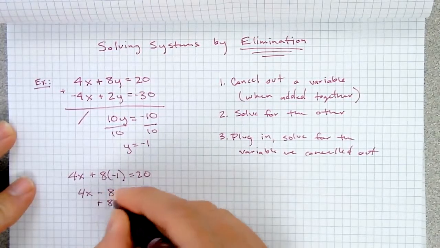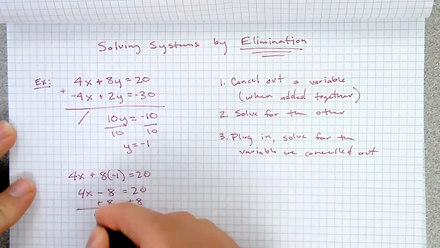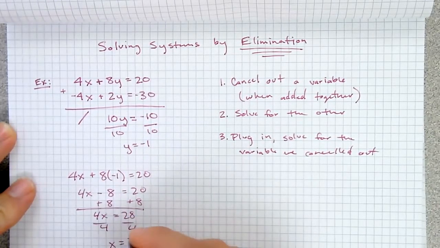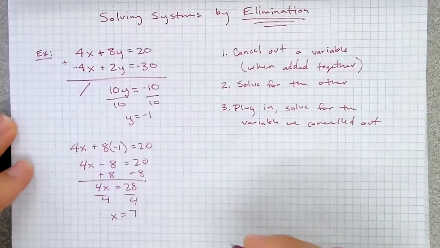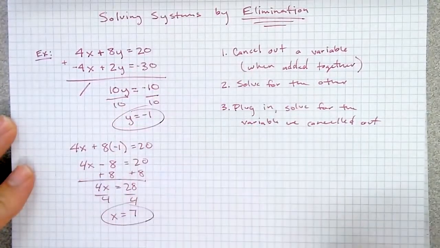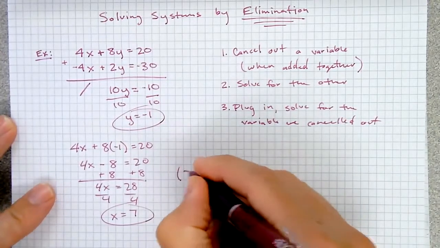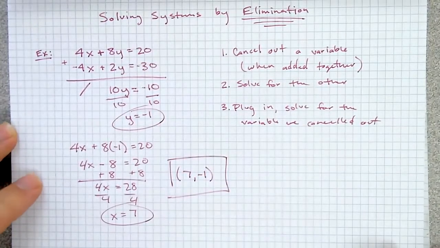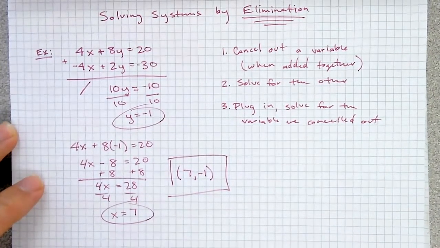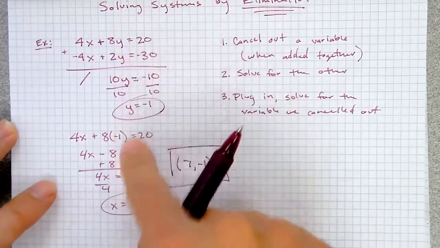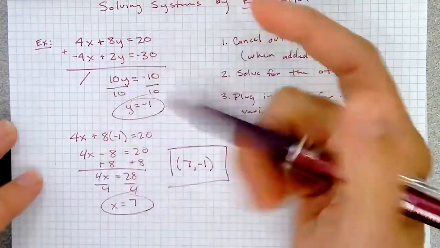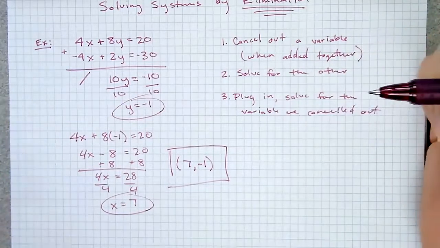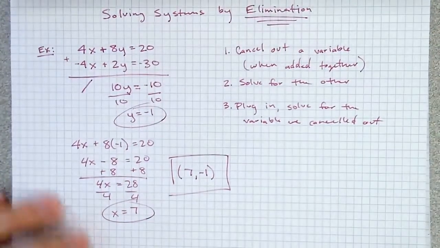I'm going to add the 8 to the other side. And I get 4x equals 28. And I get x equals 7. So I get negative 1 and 7. Write it as a point, like so. And so again, if we graph these two lines, if we moved it and we set them equal as y equals and graph them, they should still intersect at 7, negative 1. This is just a different way to figure out the same answer.